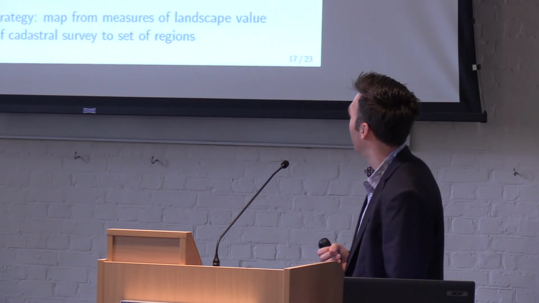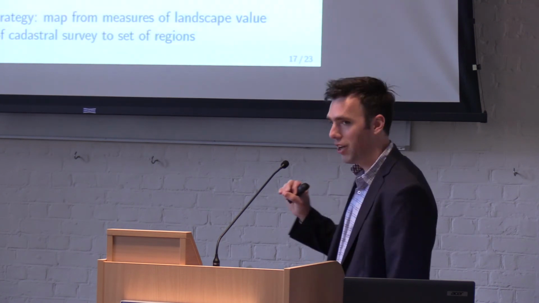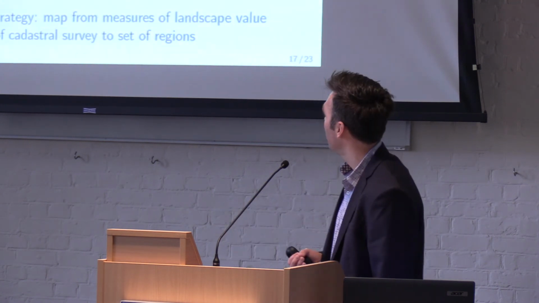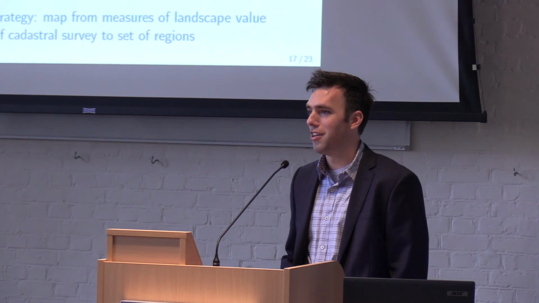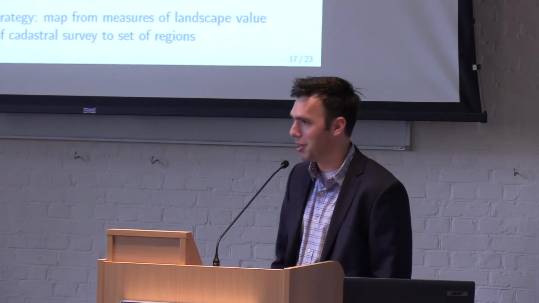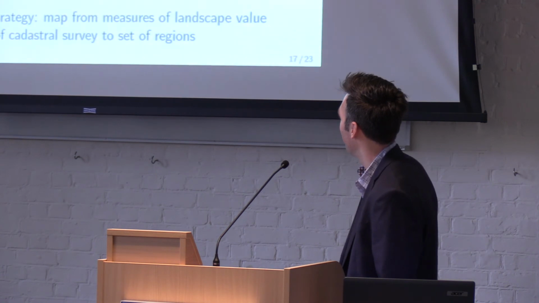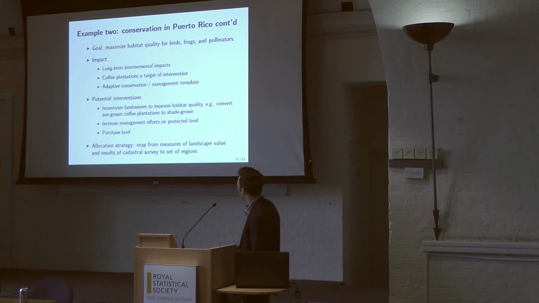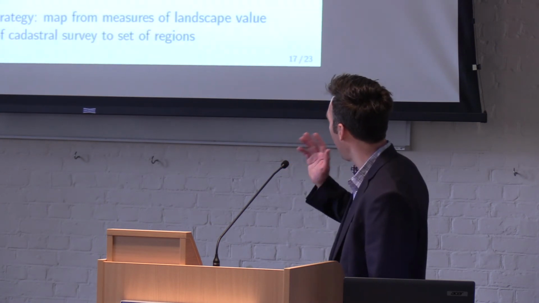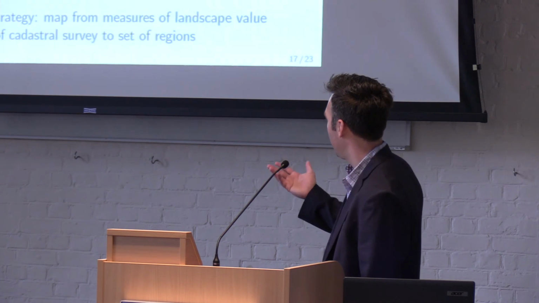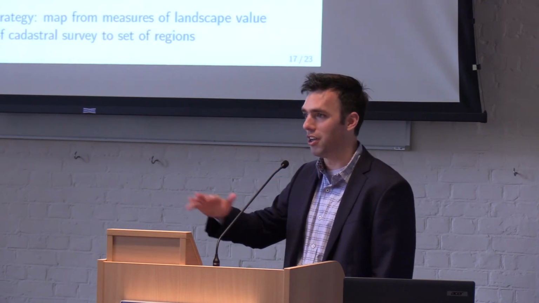It's very expensive. Coffee plantations were a key point of intervention, and that's a key part of their economy. Also, this was supposed to be used as a template for adaptive conservation, so the pressure there was that if we screw this up, we can subsequently screw up a lot of other projects that would use this as a template. So we felt very nervous about that. In terms of interventions, you can incentivize landowners to improve habitat quality, for example, convert sun-grown coffee plantations to shade-grown, increase management efforts on protected land, or you can actually just buy land and protect it. Here, the strategy would be a map from measures of landscape value and the results of a cadastral survey to a subset of regions, and again, doing that every year.